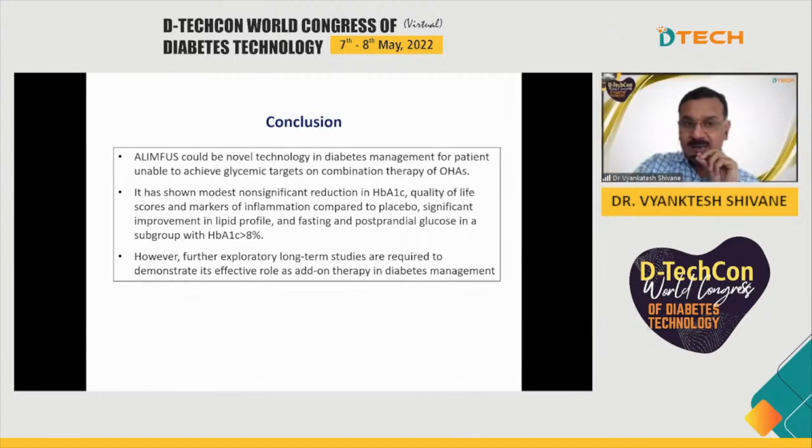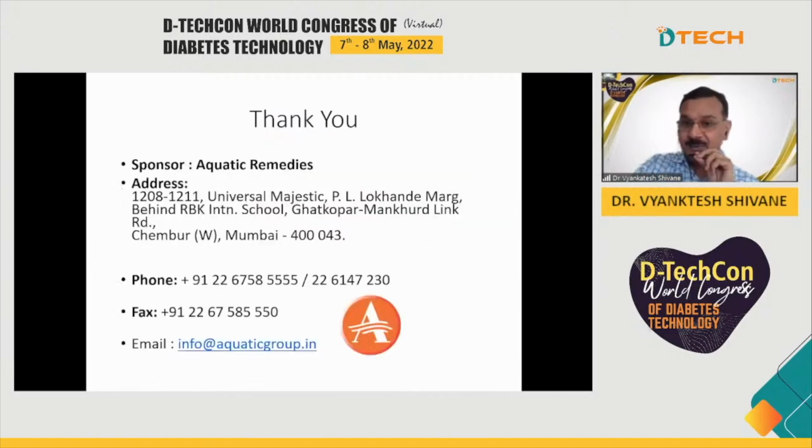In conclusion, ALIMFUS could be a novel technology in diabetes management for patients who are unable to achieve glycemic targets on combination therapy of oral hypoglycemic agents. It has shown modest, non-significant reduction in HbA1c, quality of life score, and markers of inflammation compared to placebo, with significant improvement in lipid profile, fasting and post-lunch blood sugar, especially in the subgroup who is poorly controlled with HbA1c more than 8. However, we need further exploratory long-term studies to demonstrate its exact role as an add-on therapy in type 2 diabetes management.